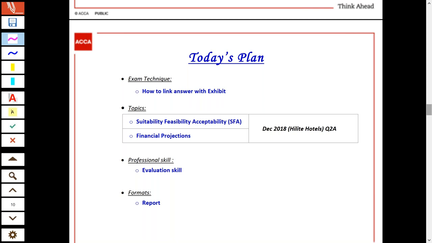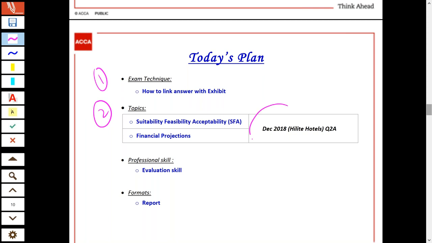Right, so let's hit today's agenda. Every day, the first item we will do is talk about exam techniques. Today's exam technique is how to link your answer with the exhibit. After that, I will do 2 very, very important topics: suitability, feasibility, acceptability, followed by financial projections. Both these topics are the most highly tested topics of SBL. No other topic has come with as high a frequency as the SFA model and financial projections. So I thought to start with the topic which has been tested the most, in fact, in almost every attempt by the SBL examiner.